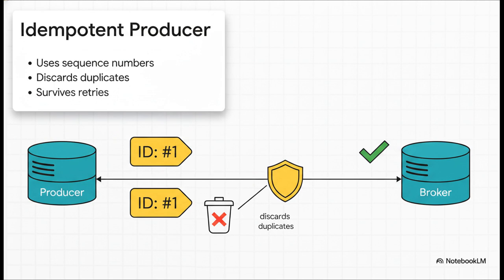It basically attaches a tiny sequence number to every single message. If the broker sees the same sequence number pop up twice, it just silently tosses the duplicate in the trash. It survives those network retries effortlessly, and it does it without the heavy performance hit of cross-partition coordination.